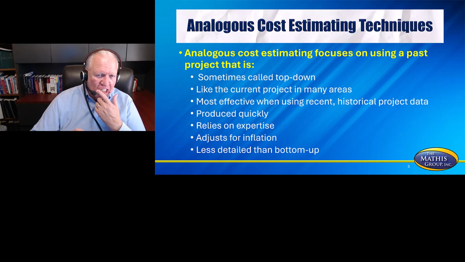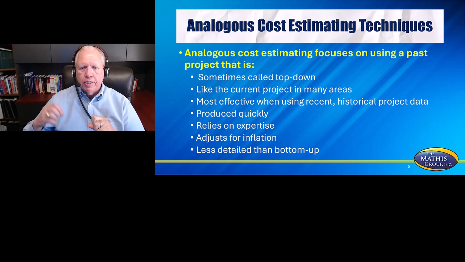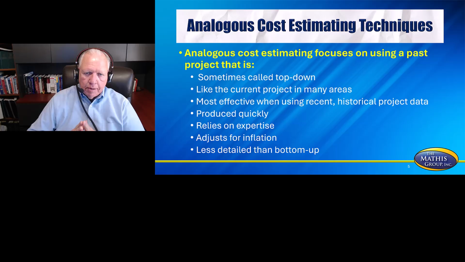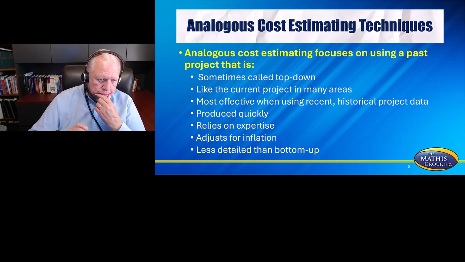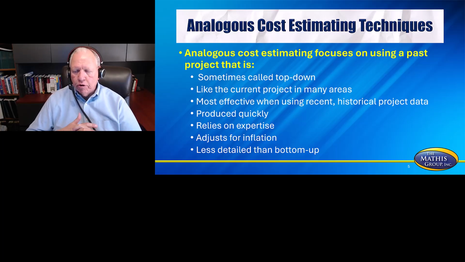Let's start with an analogous. Analogous cost estimating focuses on using a past project. That's almost always the way they will provide the information. This project is similar to a project you did 3 years ago or 5 years ago. Sometimes in the test question they will call this top down. Now I know in your world top down might mean something else, but for the purpose of the test, if they use top down, they're talking about analogous estimating. So like the current project in many areas, they'll make a phrase like that. This is like the similar project they did 5 years ago. Most effective when using recent or historical project data.